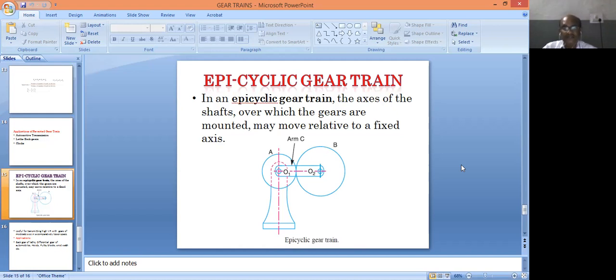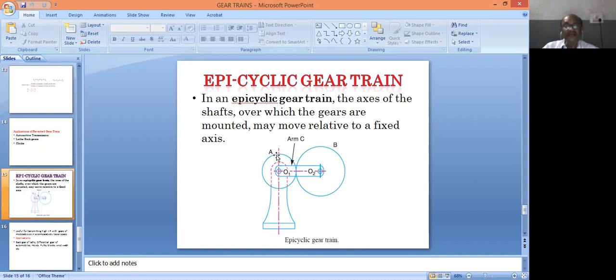In the last three cases, the shafts don't move relative to each other, but in an epicyclic gear train, the axes of the shafts over which the gears are mounted may move relative to a fixed axis. So this type of gear train is called the epicyclic gear train. Now, if the arm is fixed, let us assume that gear A is driven. Here A drives gear B, or gear B may drive gear A. So it is called a simple gear train.